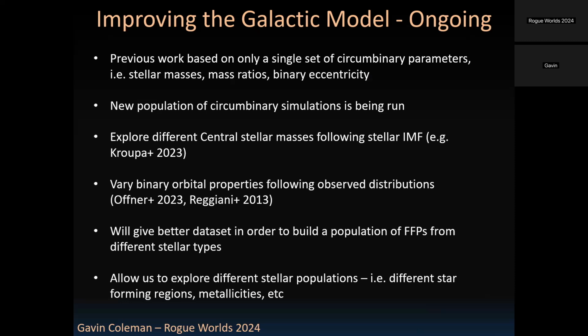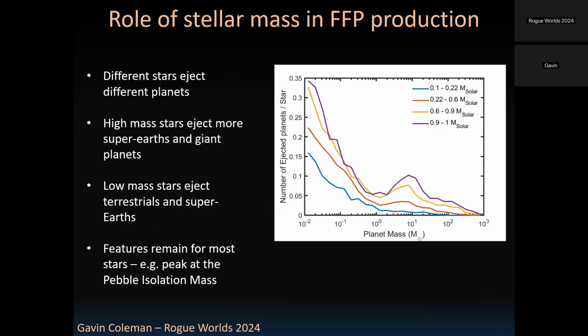And it will allow us to actually look at different stellar populations, i.e. star forming regions, different metallicities, thick disk, thin disk, etc. And so just looking quickly at how the stellar mass affects everything. This is each star individually. We find that solar type stars have this peak here, and so we actually get these super Earths.